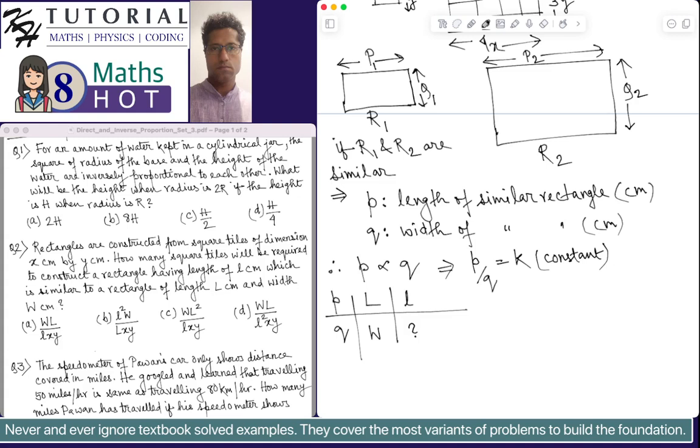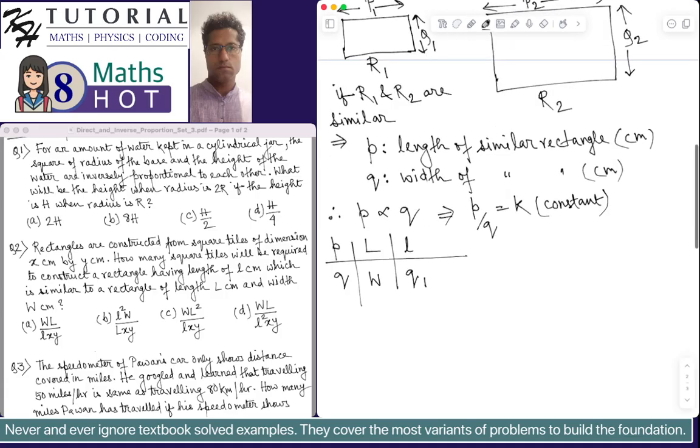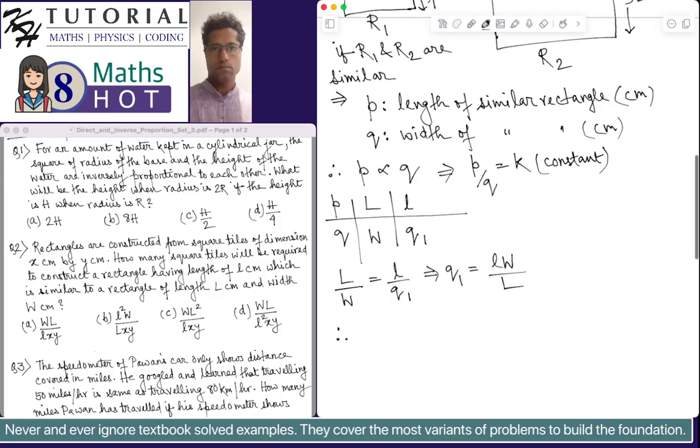So let's say we assume the width of the rectangle having small l centimeter as Q1. So we must have L by W equal to small l by Q1. So from here we can find Q1 is equal to small l W by capital L. This is Q1, that is the width of the similar rectangle of length small l centimeter.